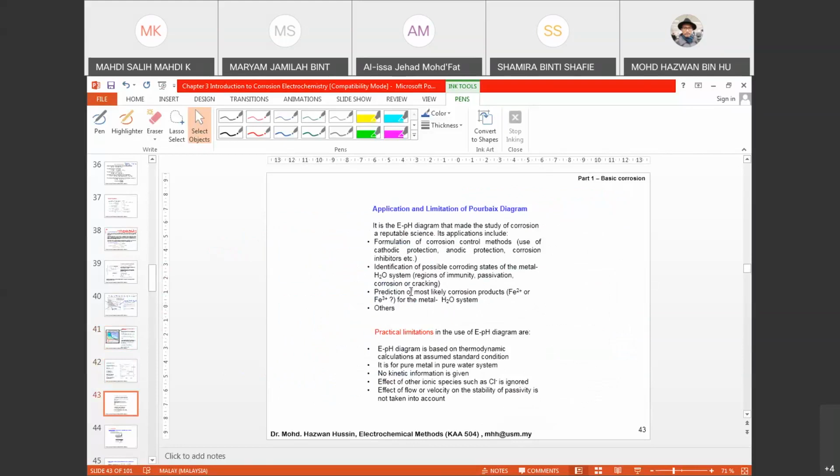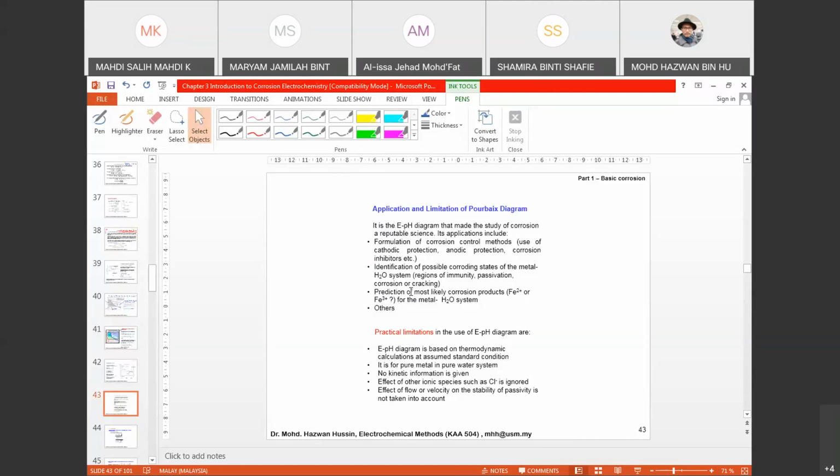Right. So the application and limitation of the Pourbaix diagram. Since it is basically constructed from a potential to pH diagram, we can actually formulate the corrosion control methods if you know what the condition will be.